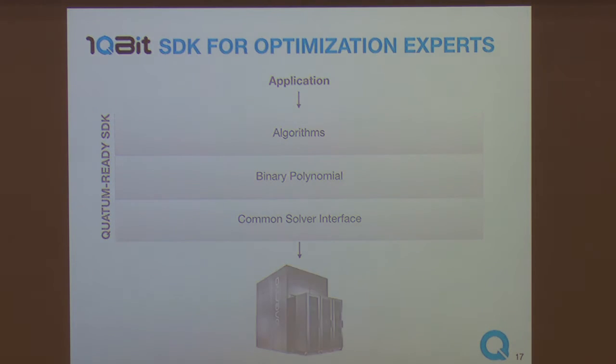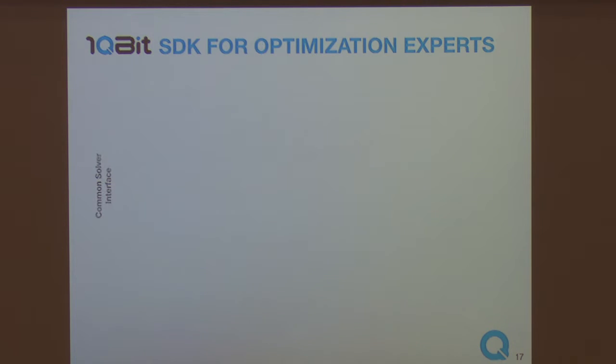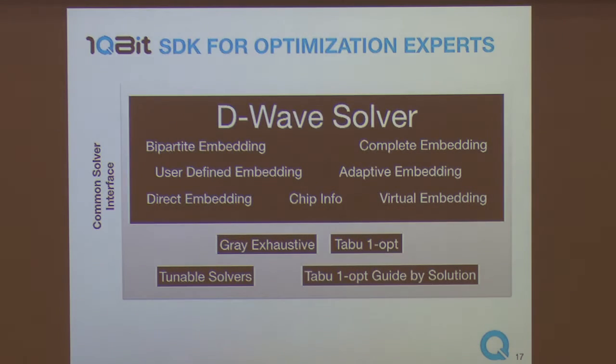Finally, the common solver interface layer. This is sort of the heart of the SDK. We have a D-Wave solver, which is the quantum solver, as well as a variety of classical solvers down here. So the most important thing here is that the D-Wave solver is a software interface with the D-Wave hardware. So there's actually never any direct contact with the D-Wave hardware. It's all taken care of in this solver up here. You have control over different types of embeddings, but beyond that, all the embedding is taken care of for you.